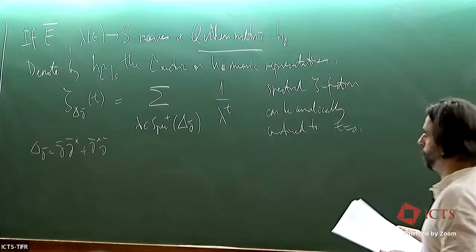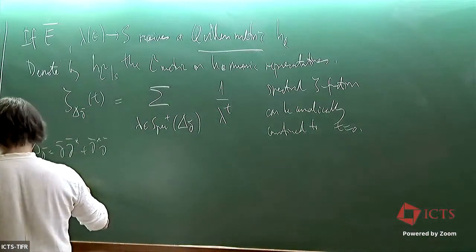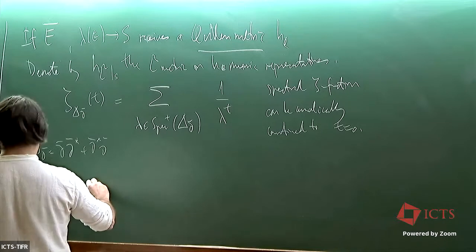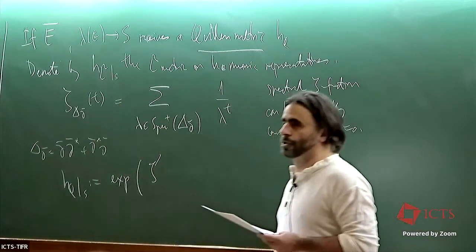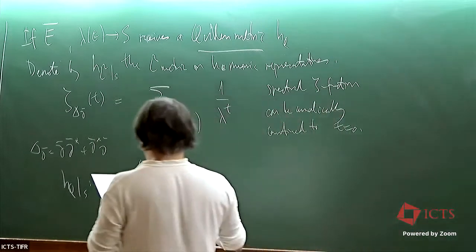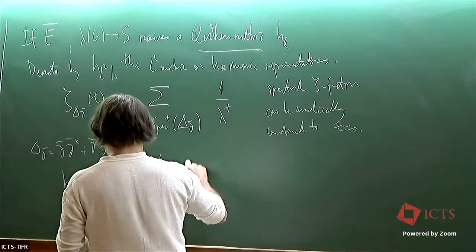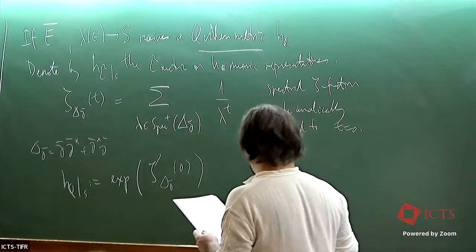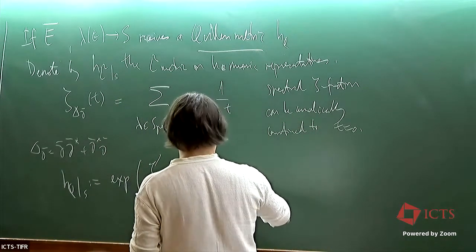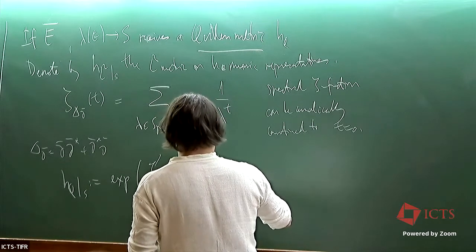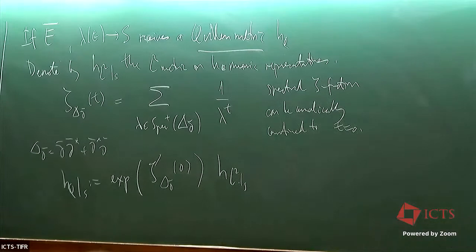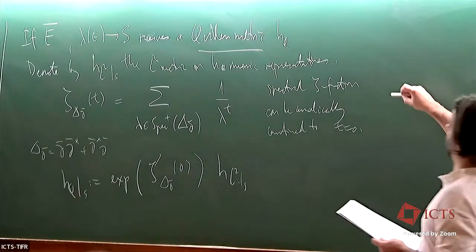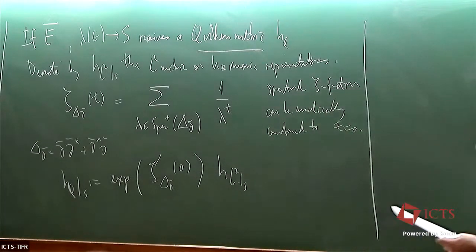And now the Quillen metric. The Quillen metric is given by this formula. Don't complain, because I already told you it looks strange. It is the exponential of the derivative of this analytic function at 0, multiplying, so it's a factor of the L2 metric. The formula looks a bit strange, but somehow it's going to solve many problems.